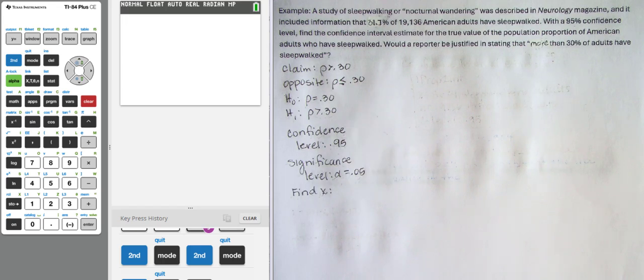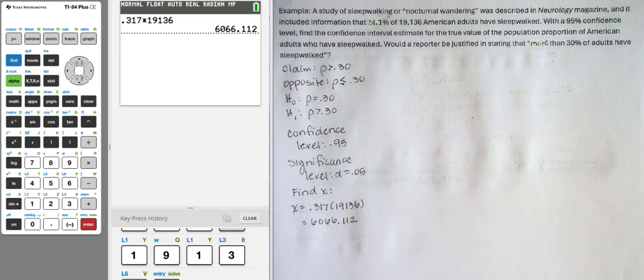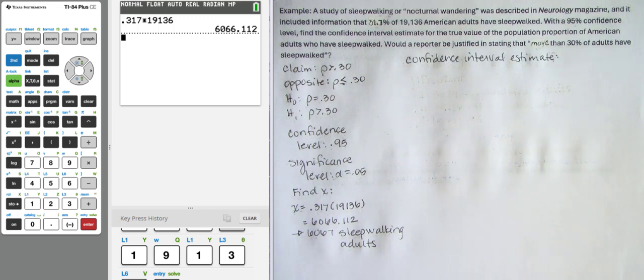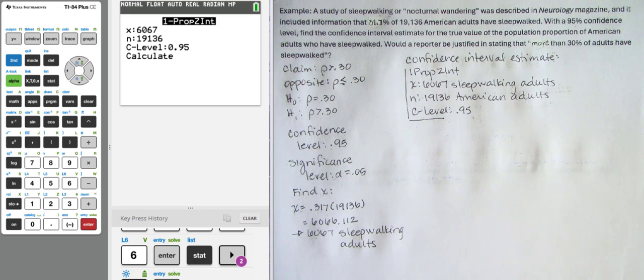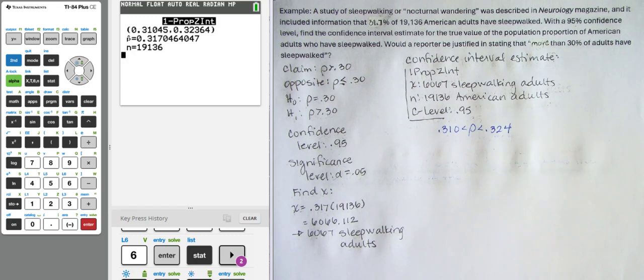Since the article only gives you a percentage of the sample, we need to find x. This is going to yield us a decimal value. So in order to meet our confidence level, we're going to need to round this up. For our confidence interval estimate, we're going to use the 1-PropZInt. Our x will be the 6,067 sleepwalking adults we found earlier, and our n is the number in our study, with our confidence level of 95% or 0.95. Remember that your rounding rule for population proportion interval estimates is 3 decimals.